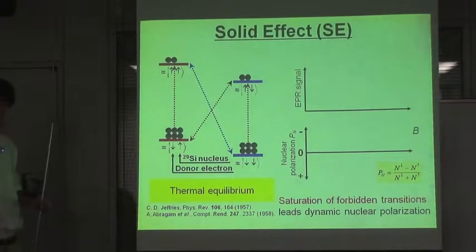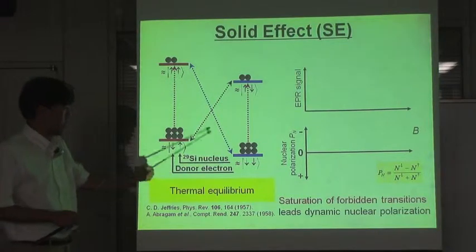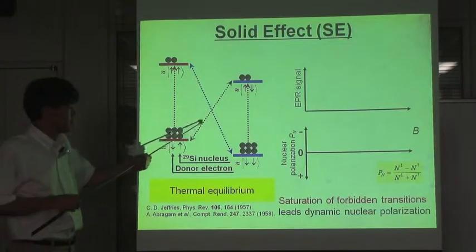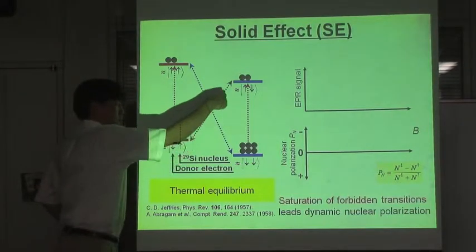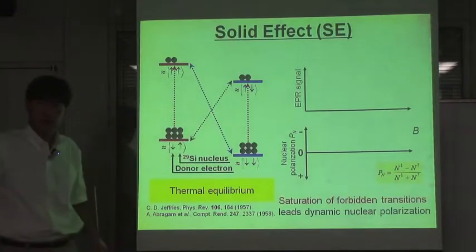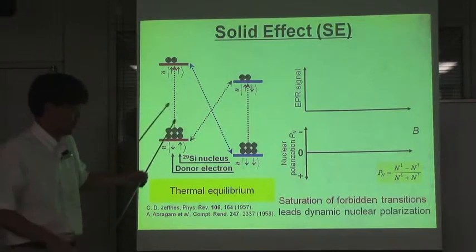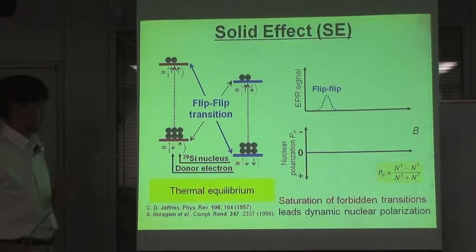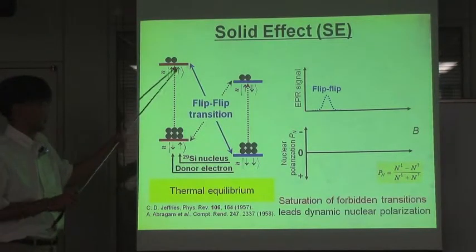The other mechanism is known as the solid effect. It's the same diagram, but now we shine microwaves corresponding to the diagonal excitation. It's either this one or this one. In the Overhauser effect, we shine here, but now we shine, for example, at the flip-flip transition, with energy corresponding to the difference between this state and this state.